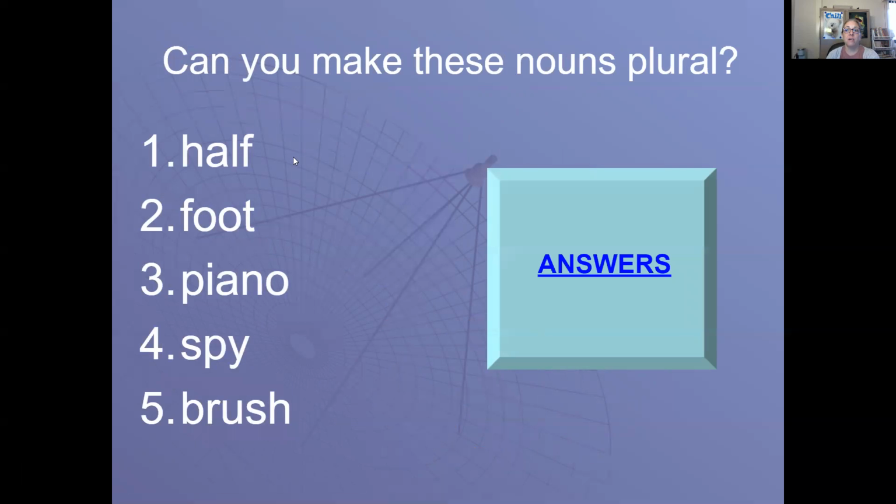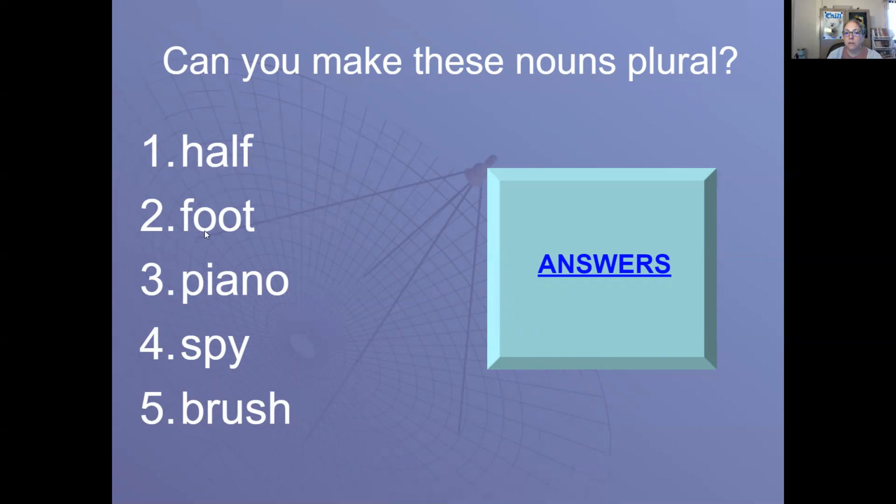Can you make these nouns plural? Okay, so pause, get out your paper again, and number your papers 1, 2, 3, 4, 5. And we're going to try to make those plural. All right, welcome back. Number 1 is half. How would you write the plural form of half? Write it on your paper, pause, and then start back up.